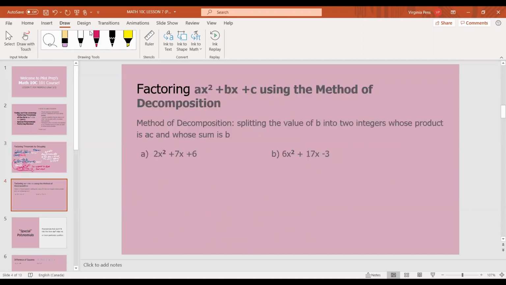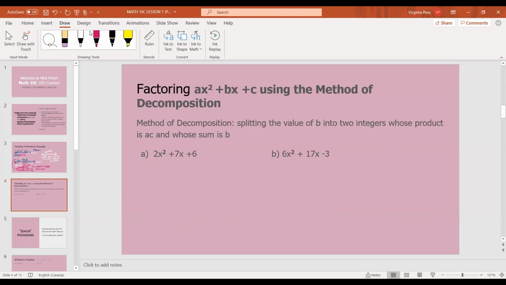So now we're going to be factoring a trinomial that has the form ax squared plus bx plus c using the method of decomposition. Decomposition usually connotes a feeling of breaking down, right? I don't know if you're really into composting, but when you compost, the apple that you threw out, over time, it kind of breaks down and you call it decomposing. Well, in factoring, it's kind of like that. We want to break down the trinomial into smaller bits.